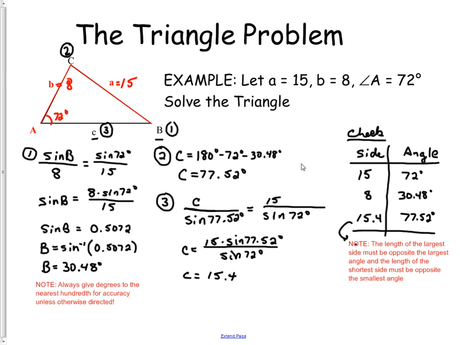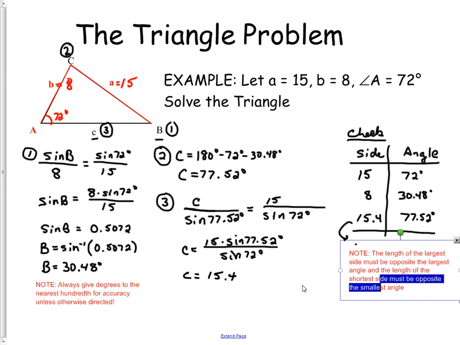Now, the reason why this is important to do is that you'll note the following. The length of the largest side must be opposite the largest angle, right? So we have 15.4, the largest side, opposite 77.52 degrees, the largest angle. And the smallest side must be opposite the smallest angle. So side B, which is 8, and angle B, which is 30.48 degrees, is the shortest. So it makes sense. Our check here is just to ensure that our arrangement is correct. And if we do that in the right way, we'll always come up with the correct answer. Okay, more examples to come.